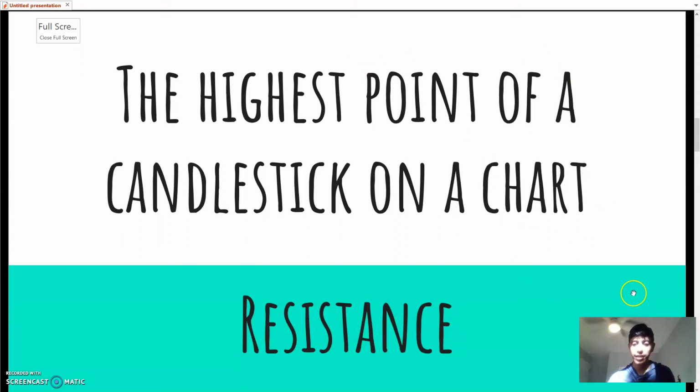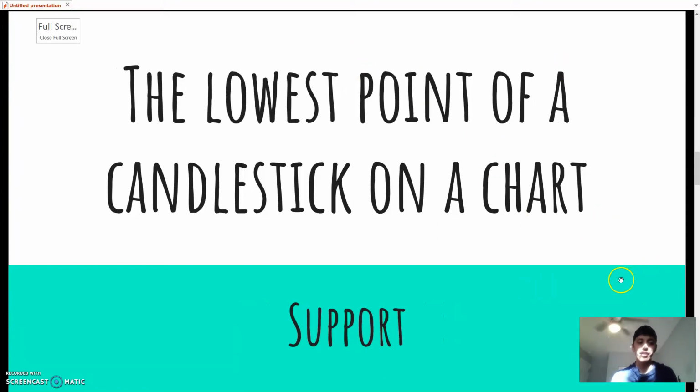And let's go on to the next one. The next one is support. Now, it's the complete opposite of resistance. It is the lowest point, okay? The lowest point that the candlestick has hit on that chart. So, once again, lesson 2 explains it. If you haven't watched lesson 2, go watch it now. All right.